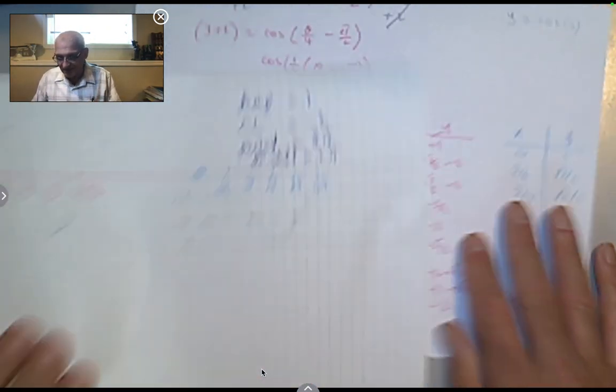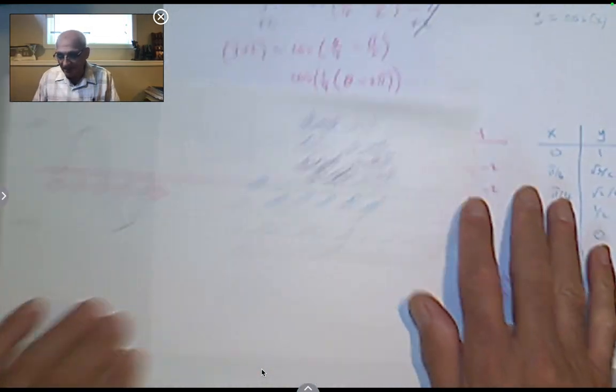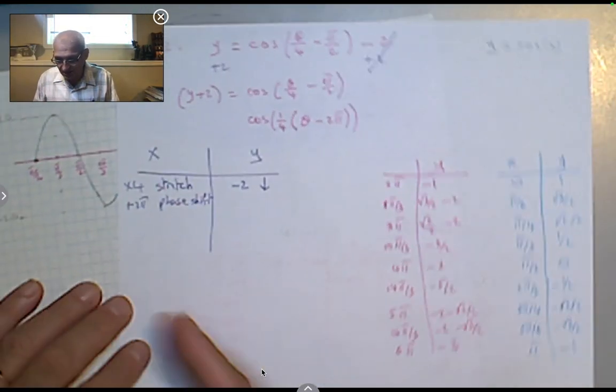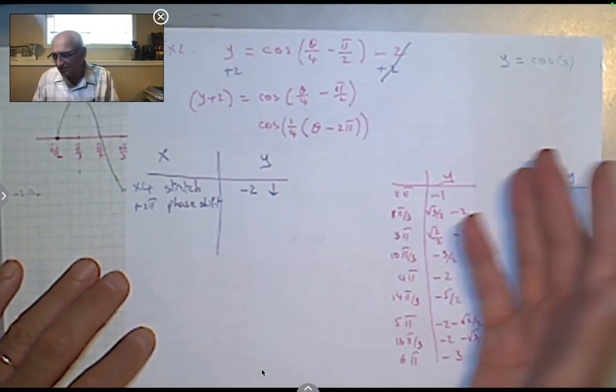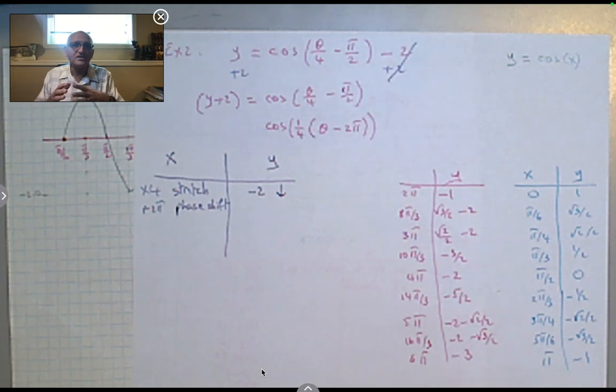The graph is very easily done, and the changes are as described. We didn't do a tangent, but it's the same thing. The only difference is that the period is only pi, not 2 pi. So if you're going to shrink it or stretch it, just make sure it's pi, not 2 pi.